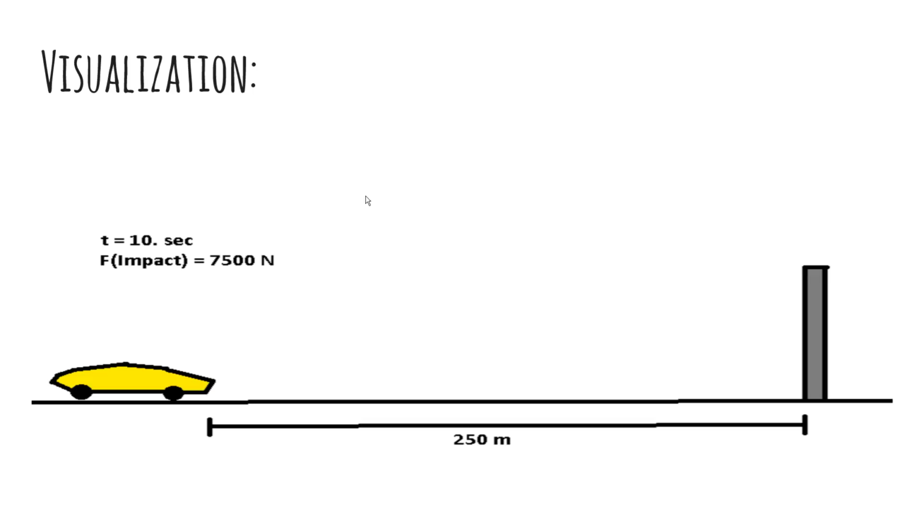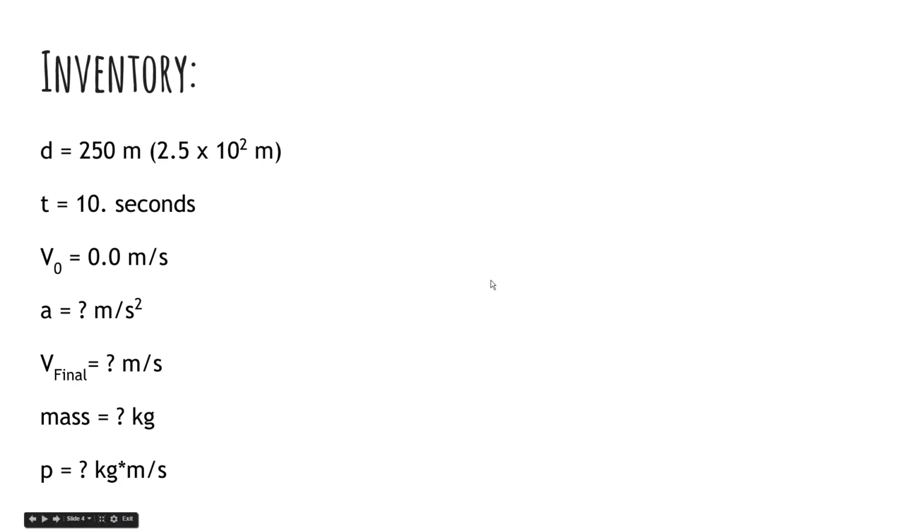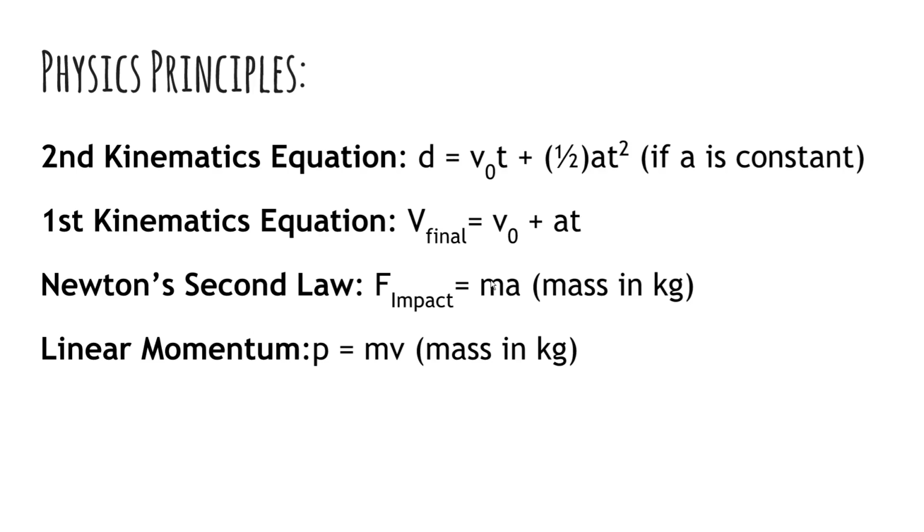Here's the visualization. As you can see, the car is 250 meters away from the wall, and it takes 10 seconds to reach the wall with a force of impact of 7,500 newtons. Inventory. We are given distance, which is 250 meters, time, which is 10 seconds, and v naught, which is 0.0 meters per second. We need to solve for acceleration, v final, mass, and momentum. Physics principles. We will be using the first kinematics equation, second kinematics equation, Newton's second law, and linear momentum.